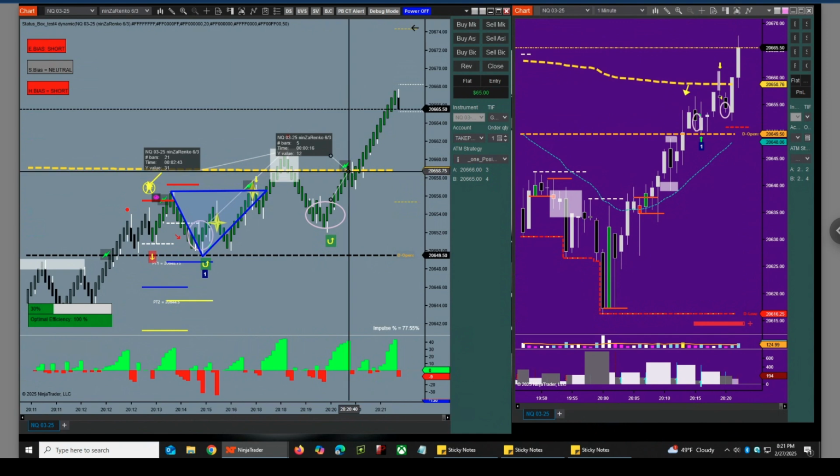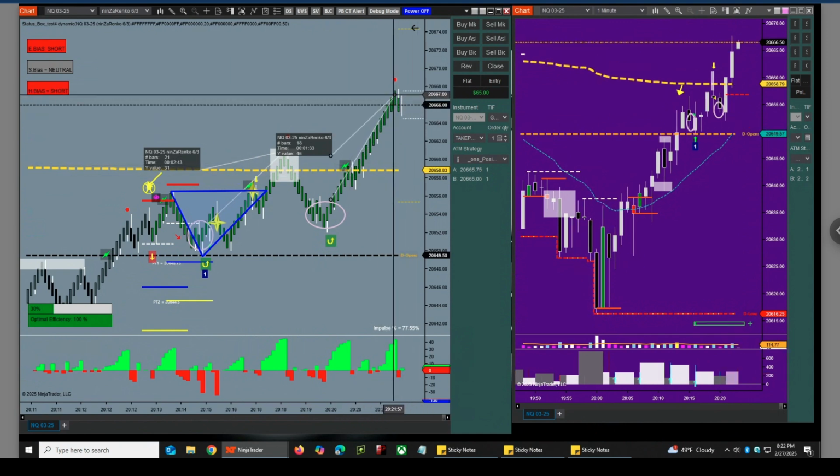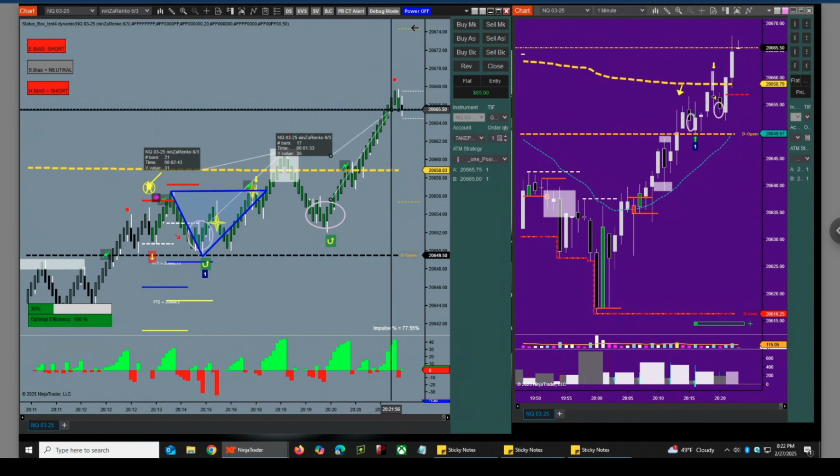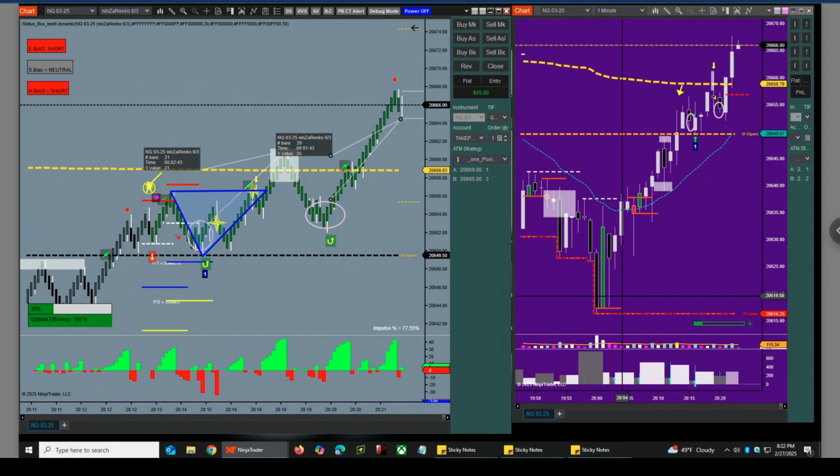It told you to go long there, and look at that long. Look at the size of that thing. Look at that. Bam, bam, bam, bam. If you trailed it, you would be out right here for 36, or you would keep going.